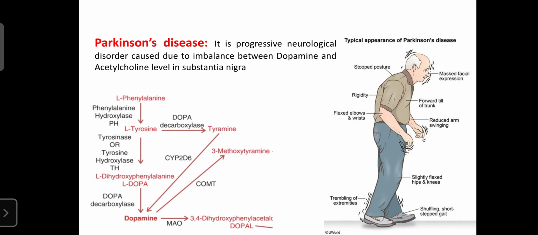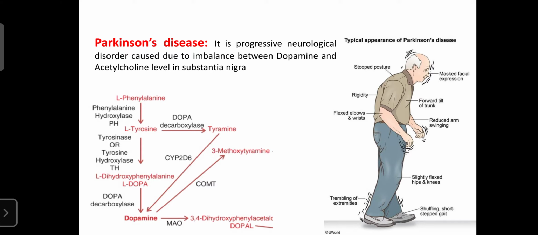So next one is Parkinson disease. It is a progressive neurological disorder caused due to the imbalance between the dopamine and acetylcholine level in the substantia nigra. Substantia nigra is a part of our brain. It regulates the coordination of the body, the muscle contractions or muscle activity, and even the motor and locomotion. That is regulated with the help of the balance between the acetylcholine and dopamine.